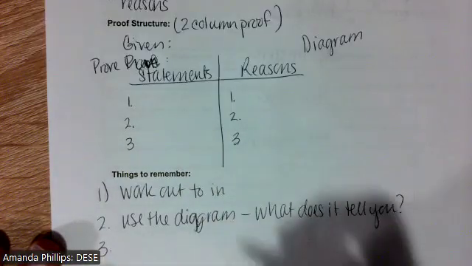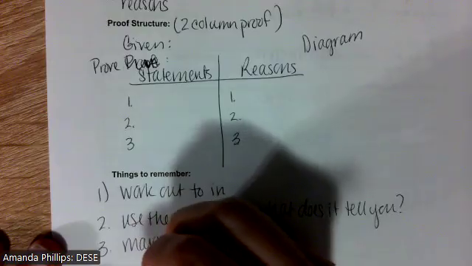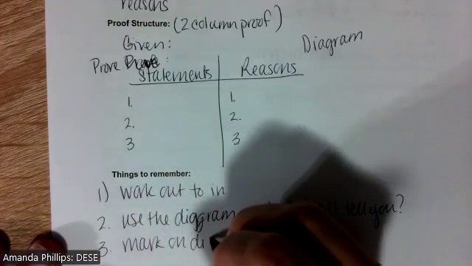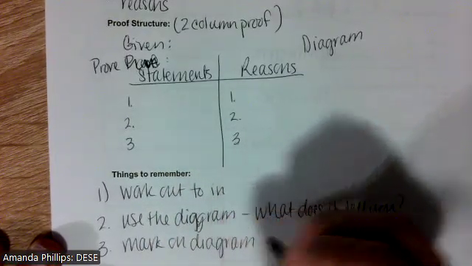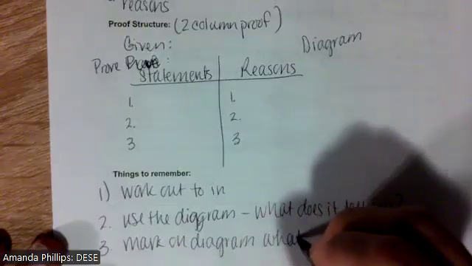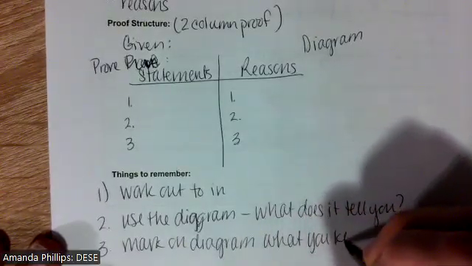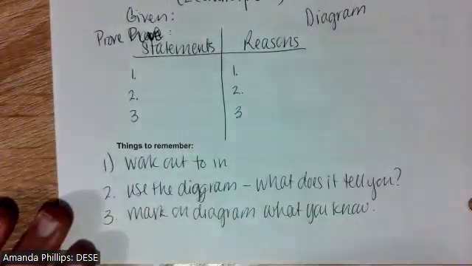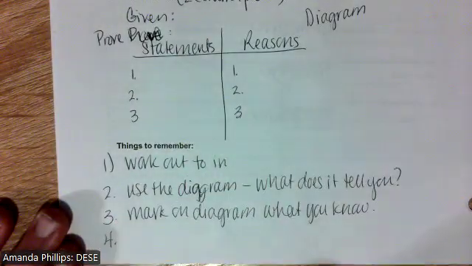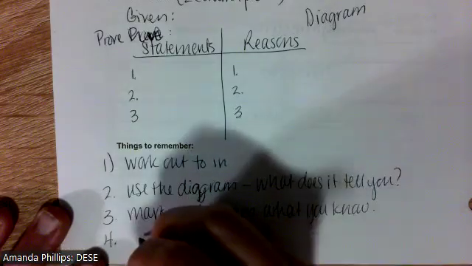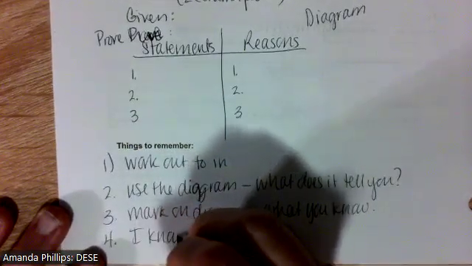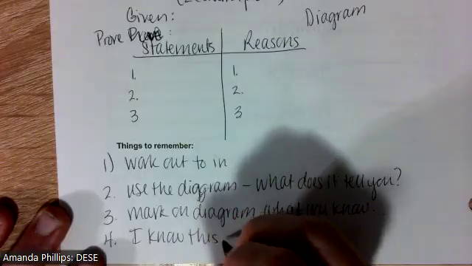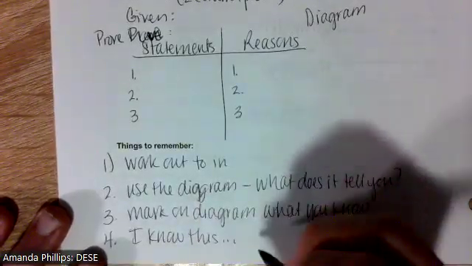Number three, mark on the diagram what you know. Just like on any type of problem we would be solving, mark what you know. It'll help you out. It'll help you think it through. And the last thing that we need to remember is what I want you to think about is, I know this, and what does it tell me?